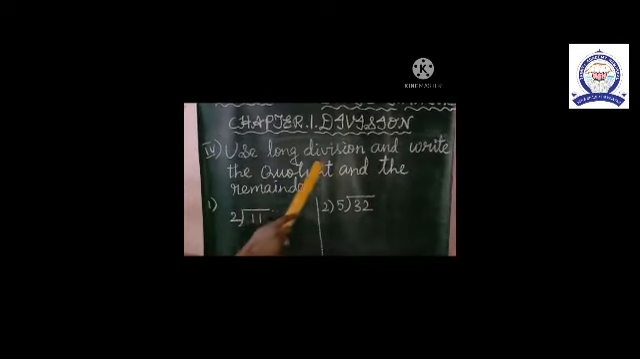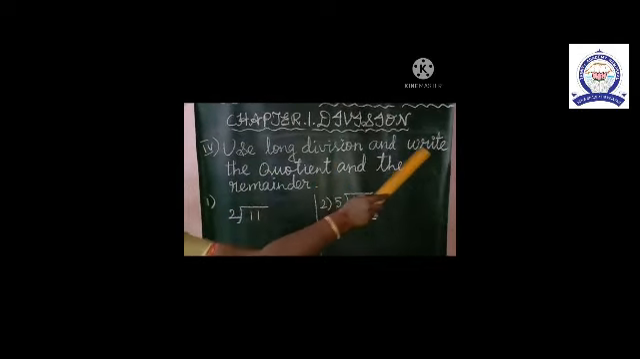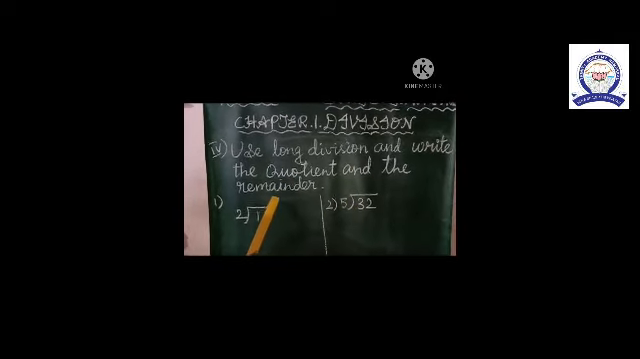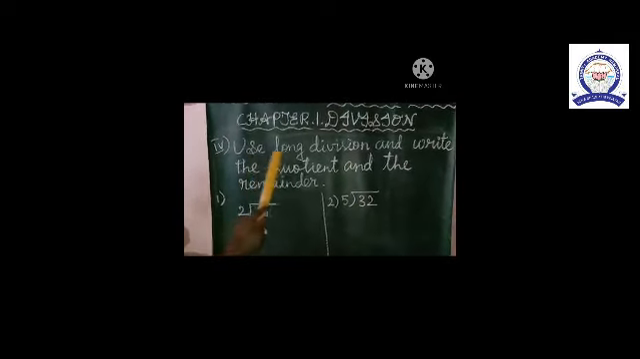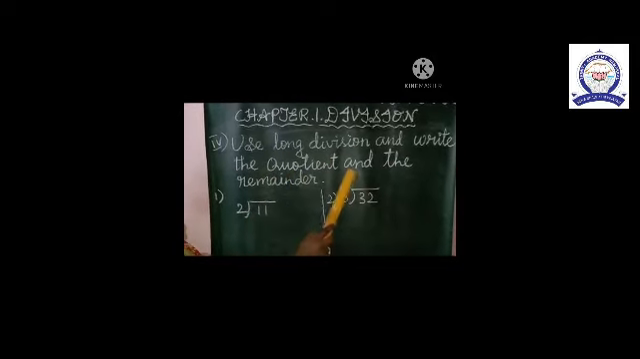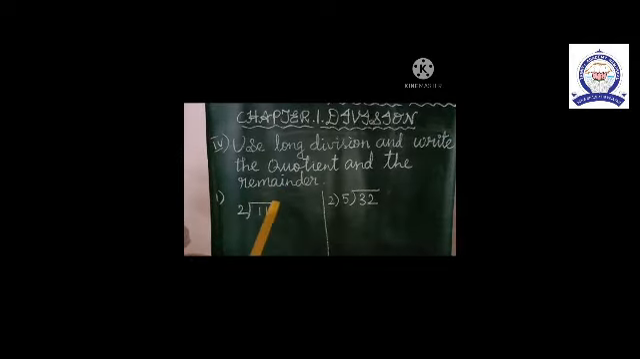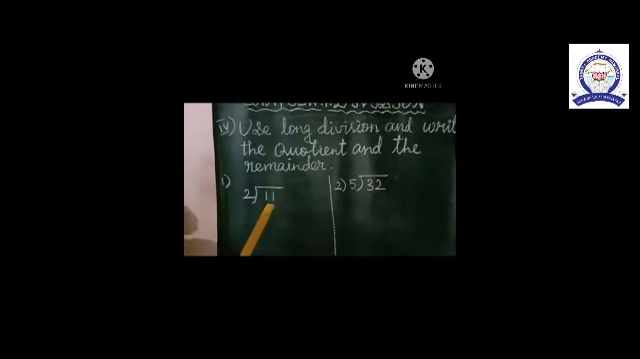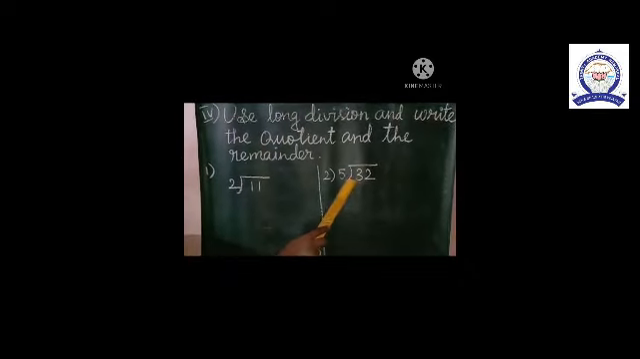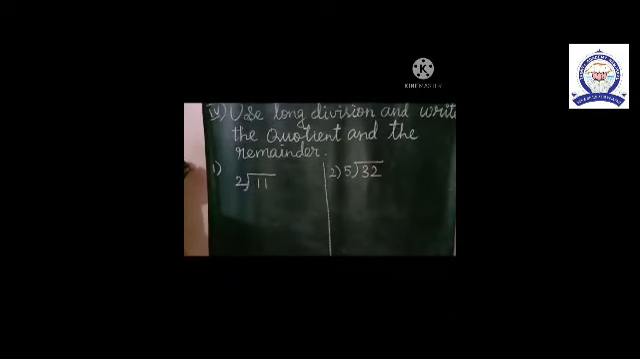See the next sum, children. Use long division and write the quotient and the remainder. I read again, children. Use long division and write the quotient and the remainder. See the first sum, 11 divided by 2. Second sum, 32 divided by 5. Now you do the sum.